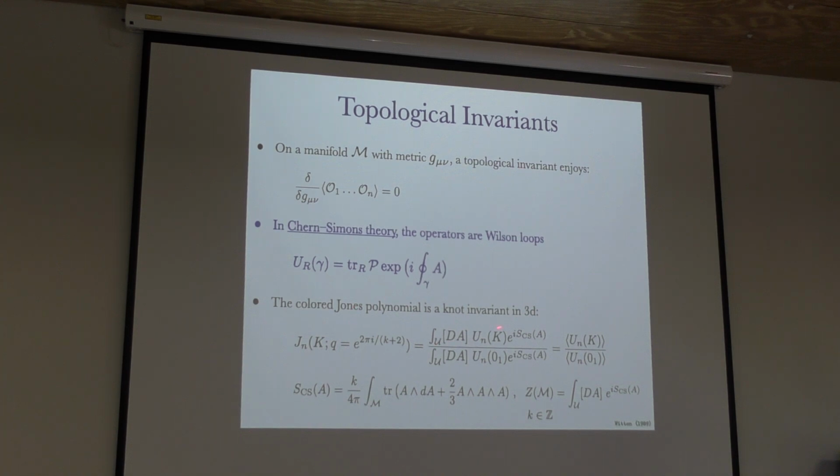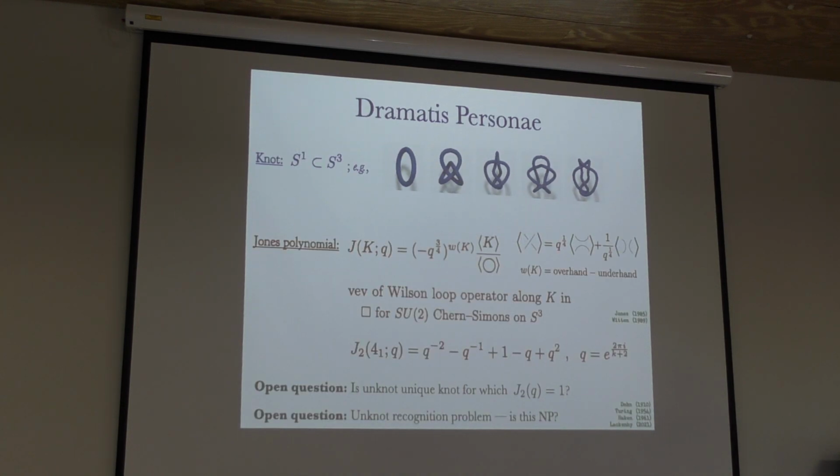We just compute these as correlators in the usual way. We have this Chern-Simons action, and the level in front is integer quantized so that this action is gauge invariant. Okay, so the Jones polynomial, for example, for the figure-8 knot is this expression here. This q which appears is e to the 2 pi i over k plus 2. k is the level of the Chern-Simons theory. The plus 2 corresponds to the dual Coxeter number of SU(2).